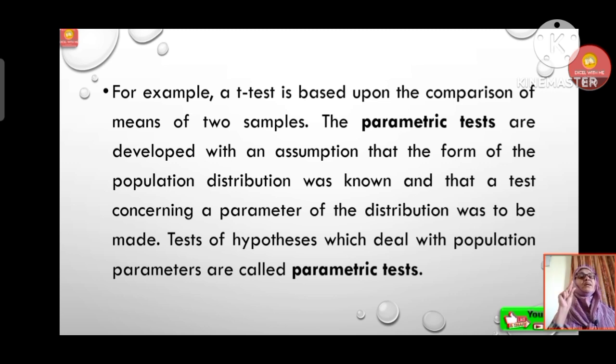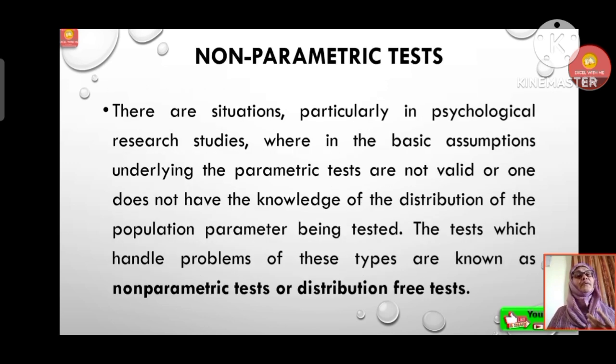The parametric tests are developed with an assumption that the form of the population distribution was known and that a test concerning a parameter of the distribution was to be made. Now, tests of hypothesis which deal with the population parameters are called parametric tests. Now, what are non-parametric tests? There are situations, particularly in psychological research studies, wherein the basic assumptions underlying the parametric tests are not valid and one does not have the knowledge of the distribution of the population parameter being tested.